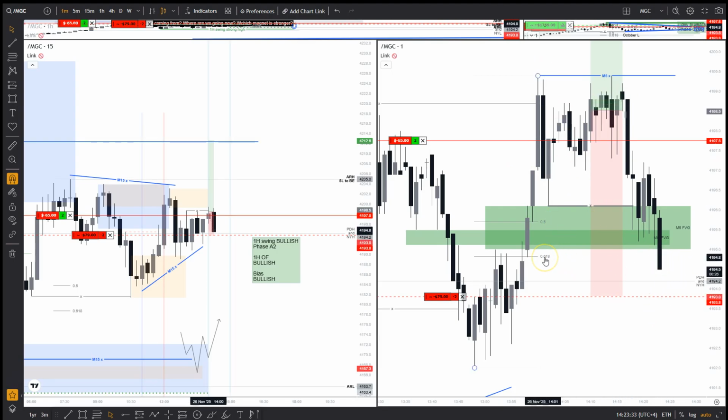Okay, 61.8 mitigated. And the fair value gap is broken, but only with the wick. It must be an M5 close below this level. We have 2 minutes to M5 close.